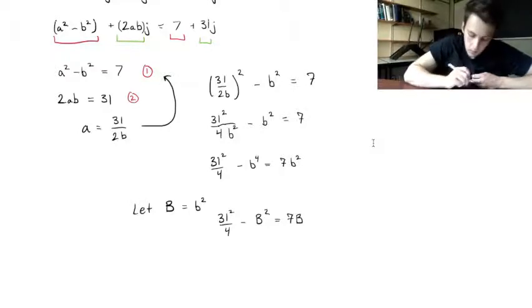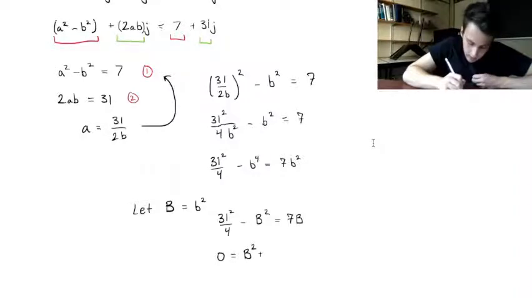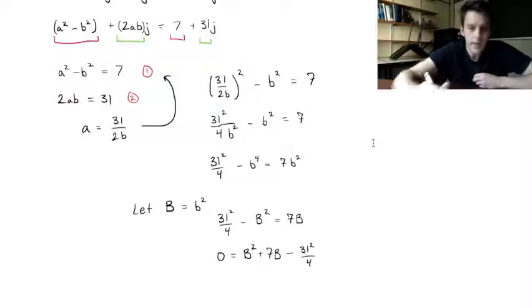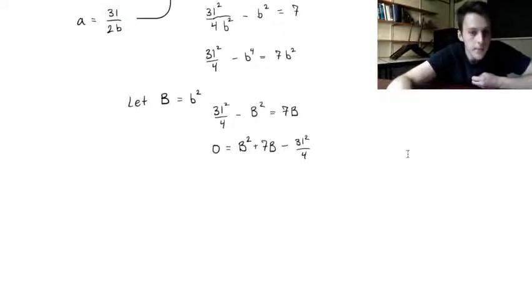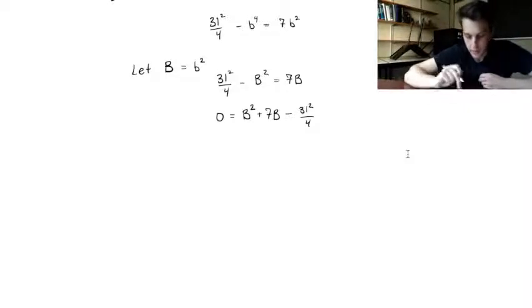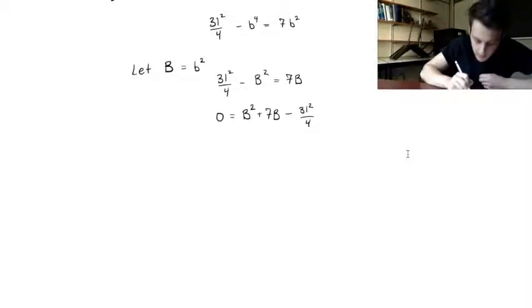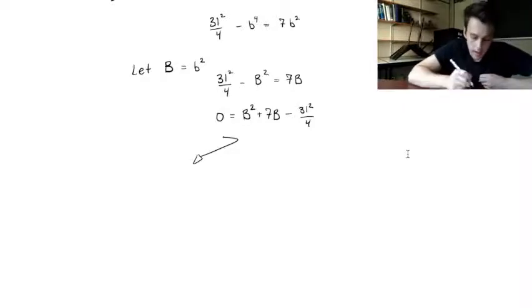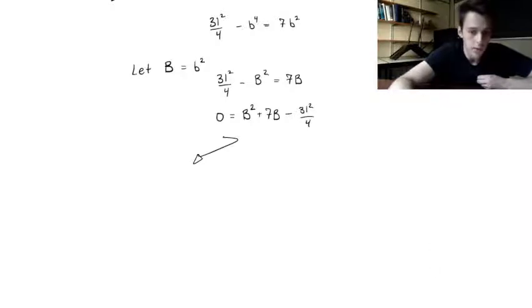And now we've got a quadratic, so let's do this: 0 equals capital B squared plus 7 times capital B minus 31 squared over 4. Okay, it's looking all right. And we can use the quadratic equation here, and it's kind of ugly, but if you're watching this video, you probably can apply the quadratic equation. So I'm going to just pause and get that solution.